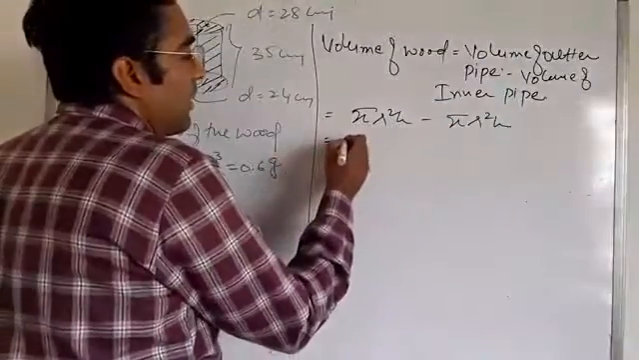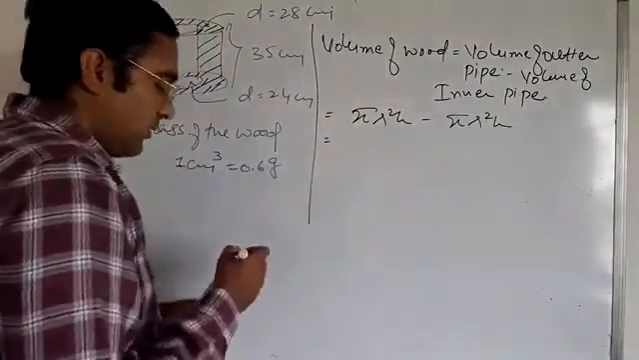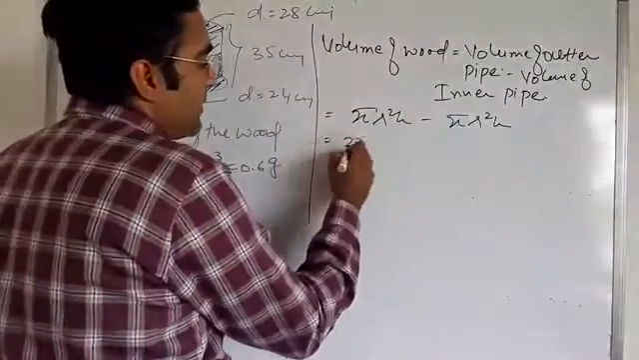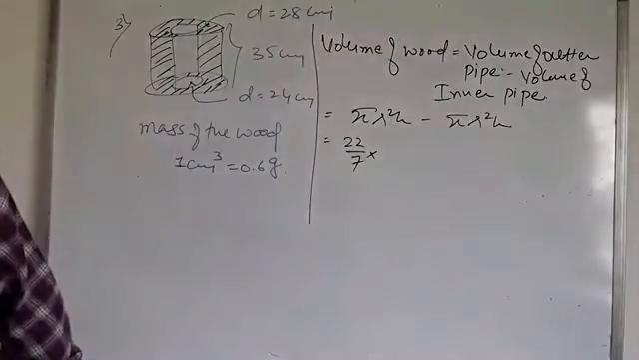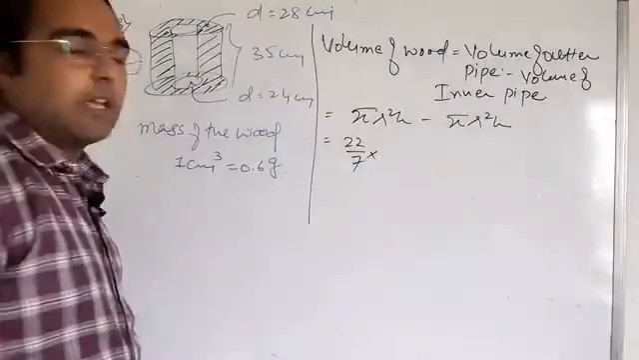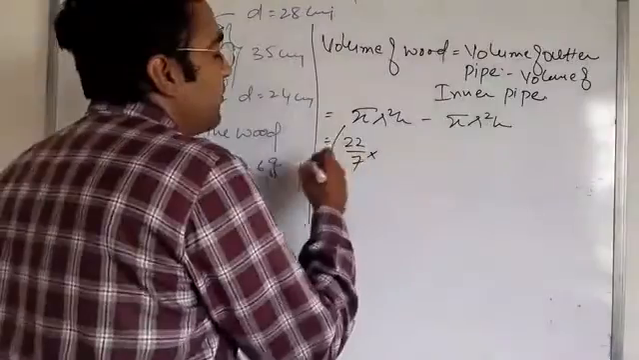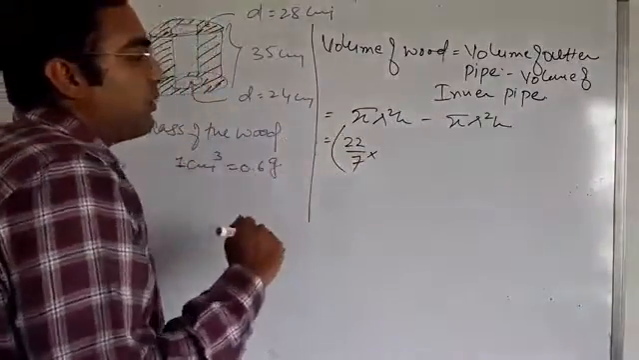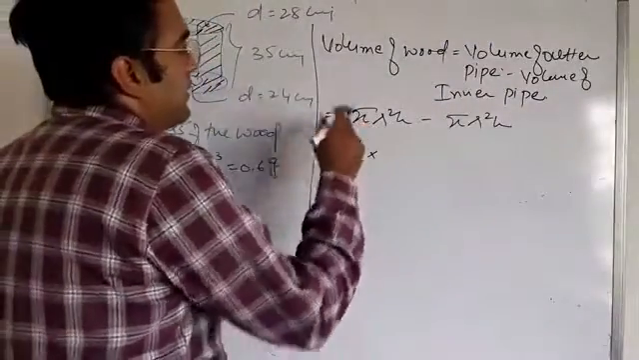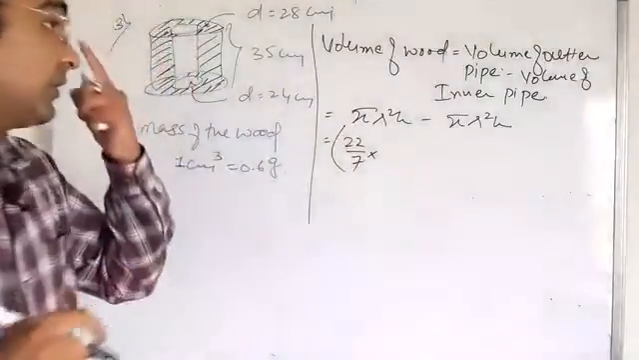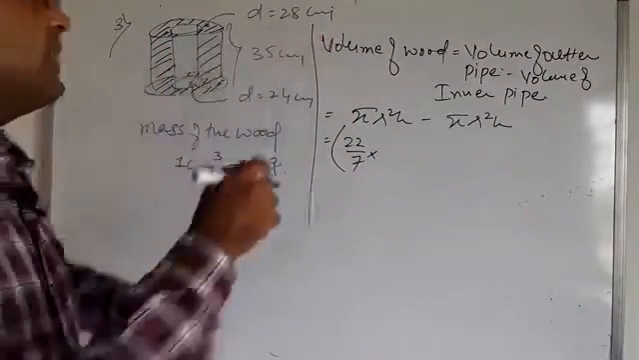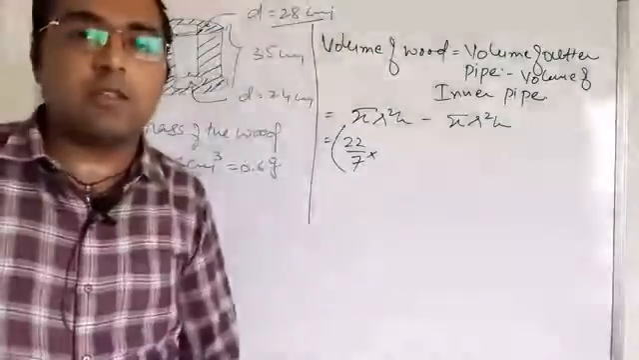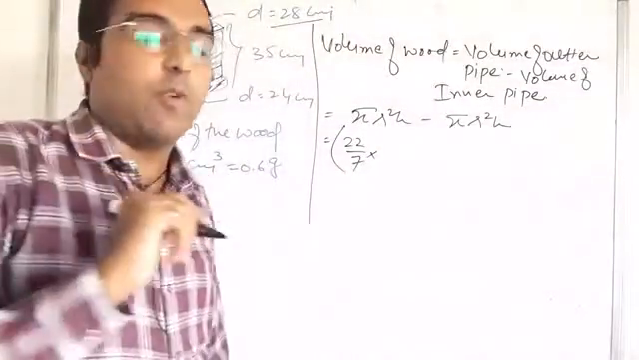So I'll take pi as 22/7. In this case, pi is not given as 3.14, so we have to take 22/7. For the radius, see the outer portion, my diameter is 28, so my radius is 28/2, that is 14.